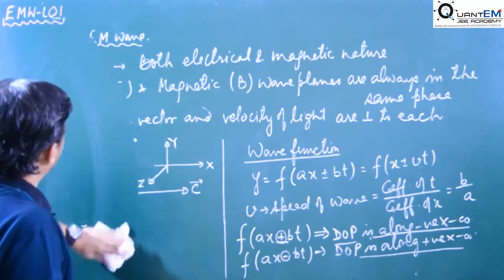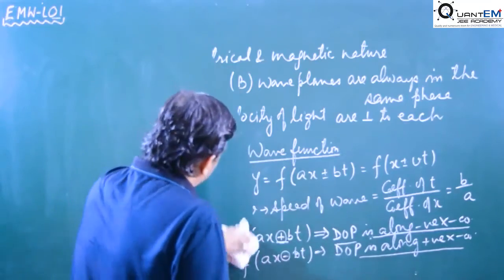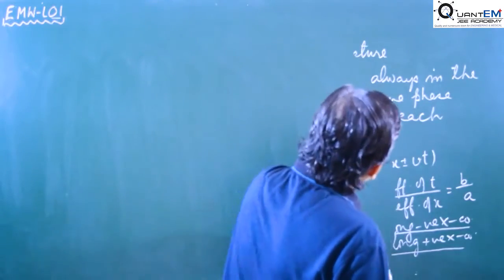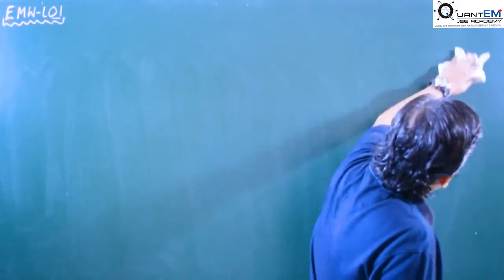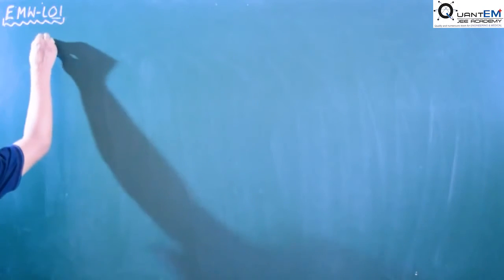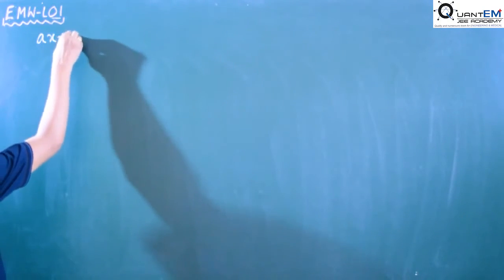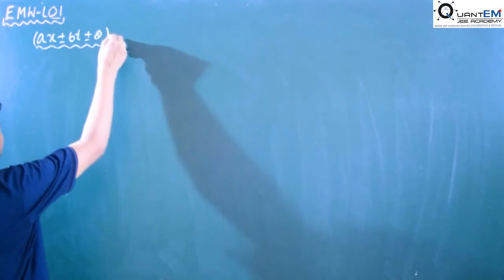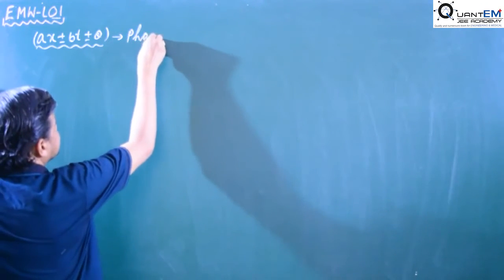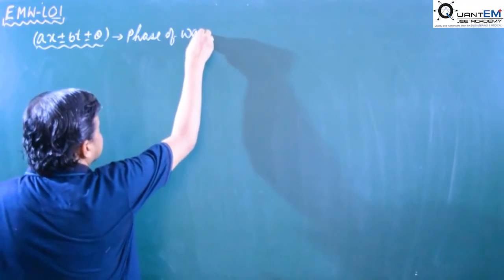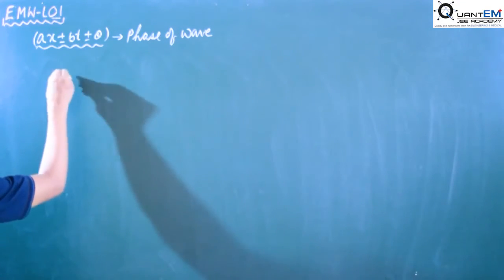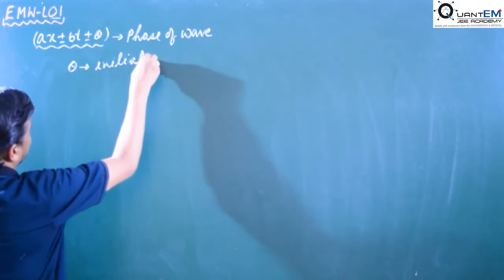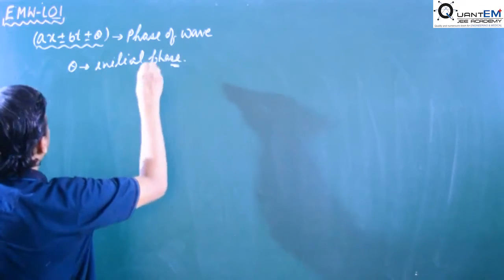तो see, light has electromagnetic nature. Electrical and magnetic wave planes are always in the same phase. अच्छा, यहाँ जो ax plus minus bt होता है, that is called the phase of the wave. ये जो टर्म हमने लिखा ax plus minus bt plus minus theta, साइन या कोसाइन के बाद जो भी वैल्यू होता है, the angle value, that is called the phase of wave. And theta is called the initial phase.